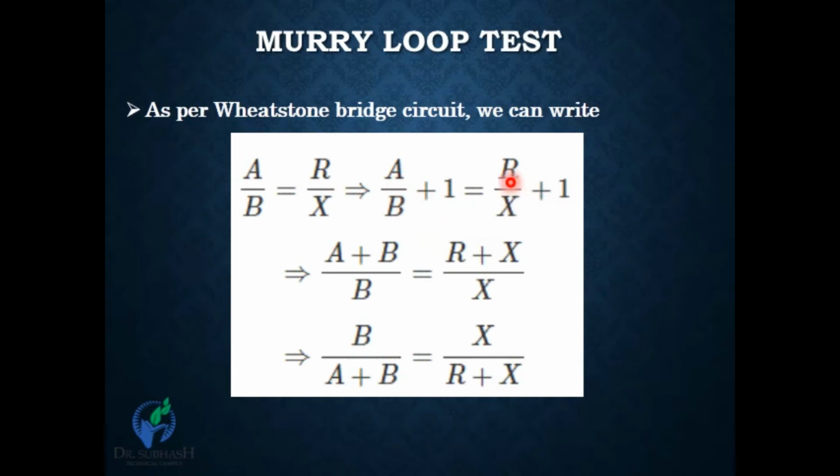Further simplification, we get (A plus B) by B is equal to (R plus X) by R, in which we need to find out the value of X. So how can we find out the value of X? Here, in the first setup, we set the value of A and the value of B. From A and B we can find out A by B and simplify it. So we just need to find out the value of X.